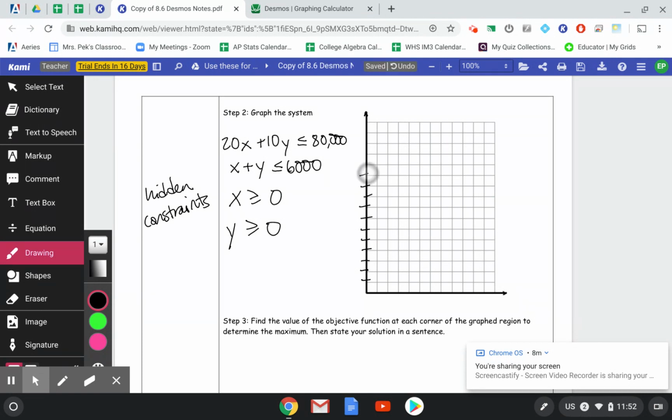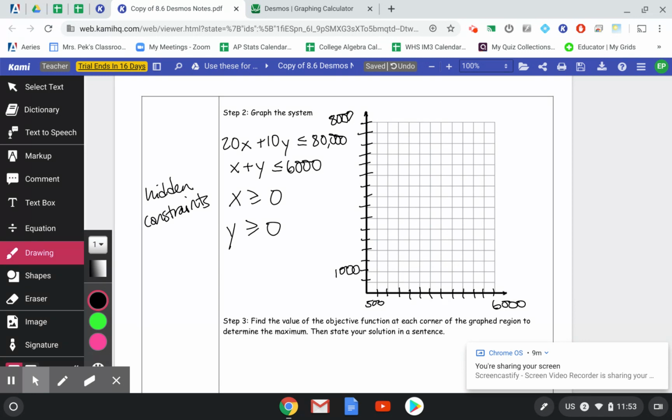9, 10, 11, 12, 13, 14, 15, 16. Ooh, that actually works well. So I'm going to make this 8,000. And then this is going to be 1, 2, 3. So I'm counting by 500s is what I'm doing. And then let's see, 1, 2, 3, 4, 5, 6, 7, 8, 9, 10, 11, 12. Again, I'm going to make this 6,000 and I'm counting by 500s.